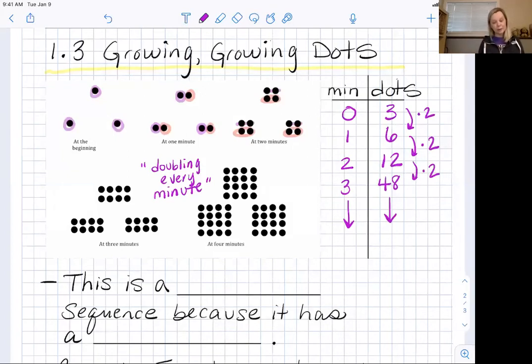This is a different type of sequence than the previous one, isn't it? Because in the previous one, we were plus 4, plus 4, plus 4. So this is a different looking sequence. This one is called a geometric sequence.